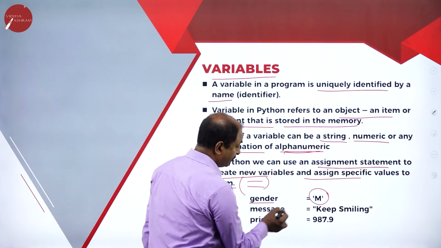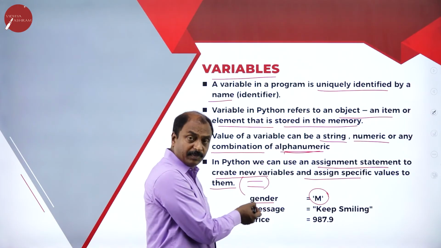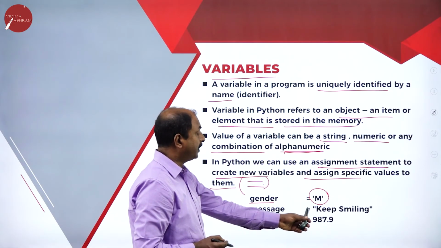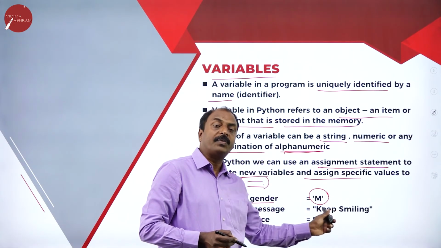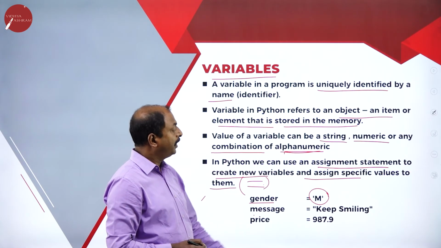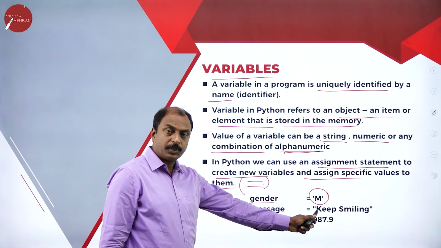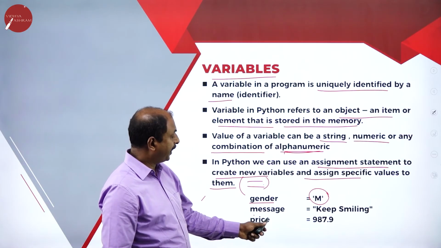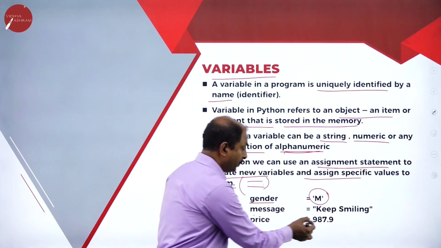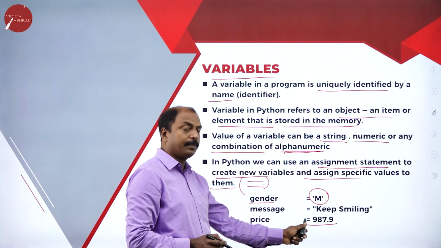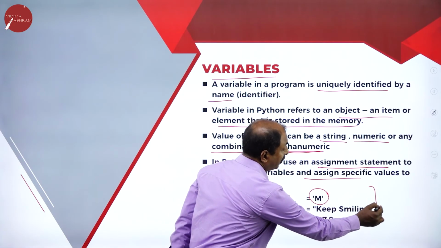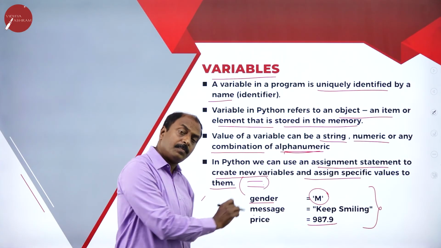Similarly, message equals. So message is the identifier or the name of the variable, equals to is the assignment operator, and it shows keep smiling. So this is nothing but a string. What is a string? It is a group of characters enclosed between a pair of double quotes. It forms a string in Python programming. So it is also possible to hold these types of values. And again, price equals to. Price is an identifier and it holds a numeric value, with equals to as the assignment operator. So variables are used to hold different types of values with different names in programming concepts.